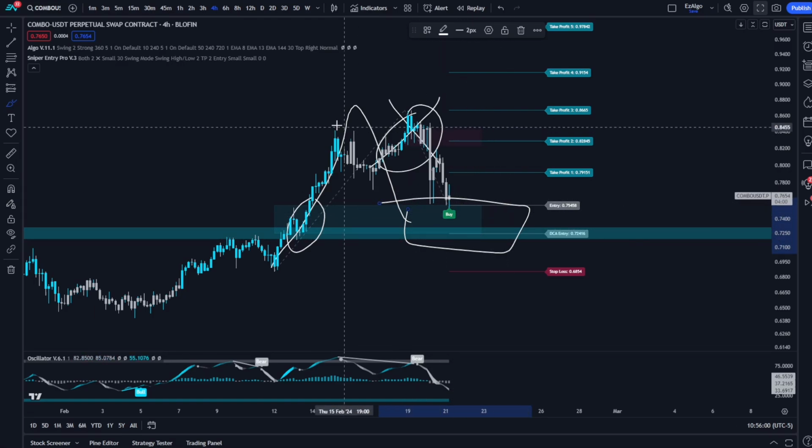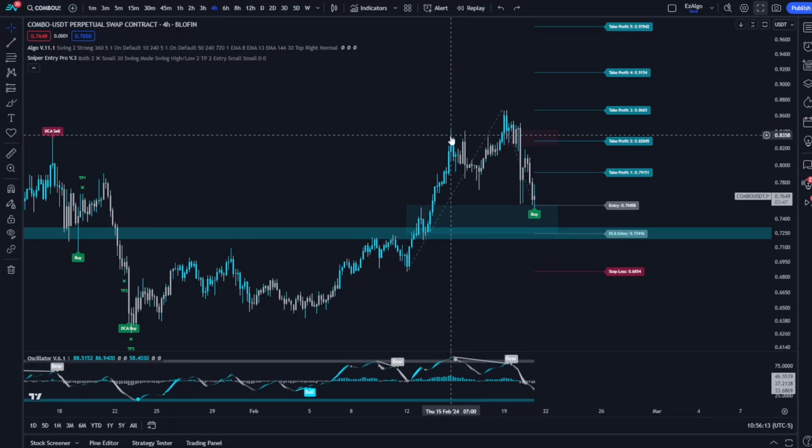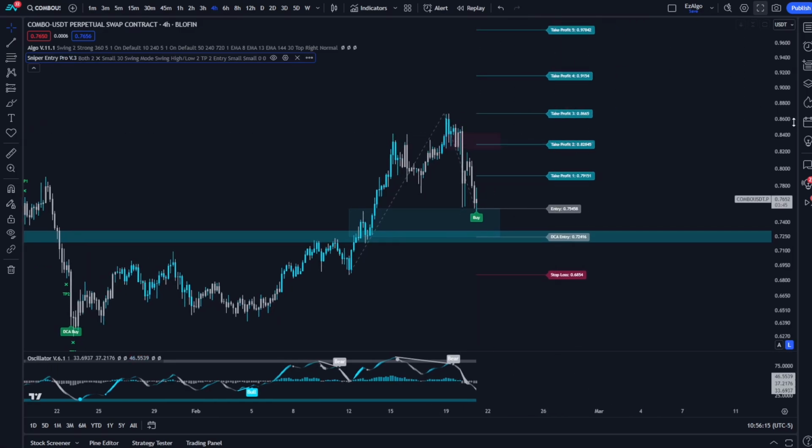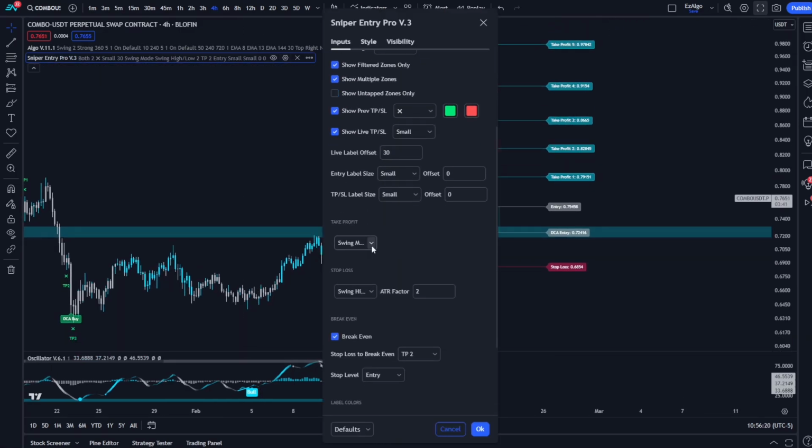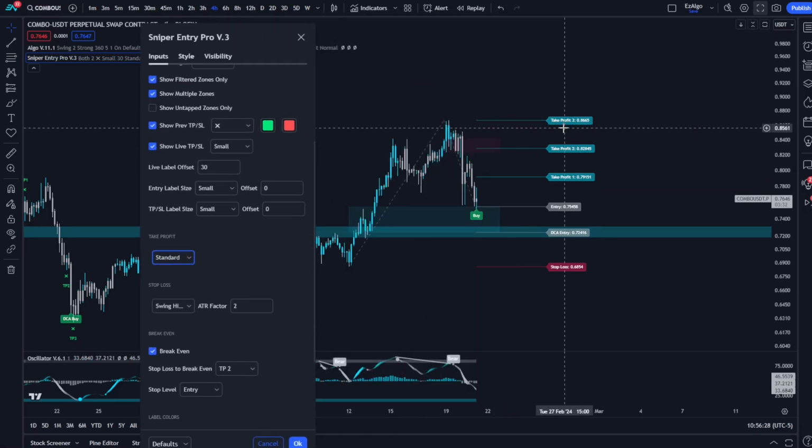And then you could take a long, targeting these highs, which brings us to our next update, which is the swing take profits. So this is now the default take profit mode. As you can see here, it says swing mode. Previously we had the standard and the extended fib. And the problem with the standard is that it doesn't leave any runners for when the move continues to the upside, right? And that was a huge issue for us.